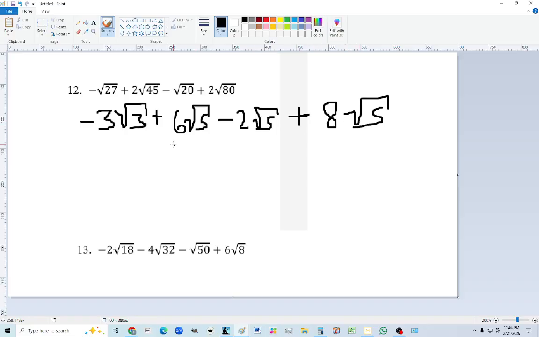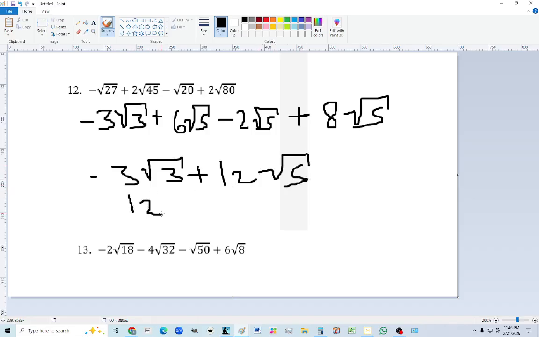So the 5s can be added. 6 plus 8 is 14, minus 2 is 12. So you get minus 3 radical 3 plus 12 radical 5. Generally speaking, we put the positives first, so it's 12 radical 5 minus 3 radical 3.